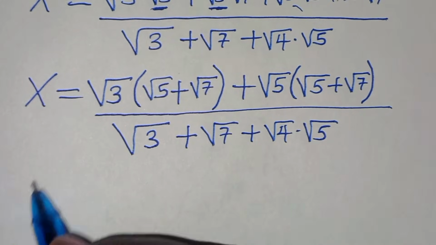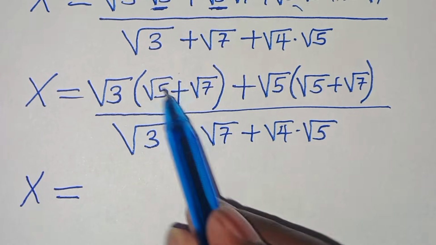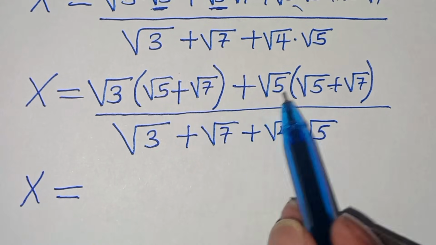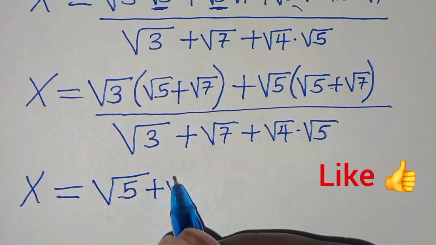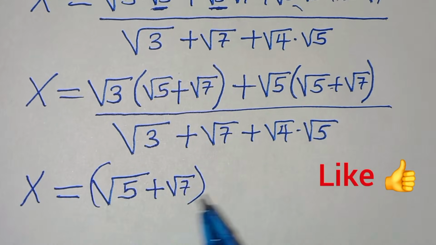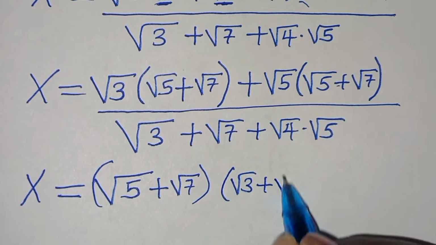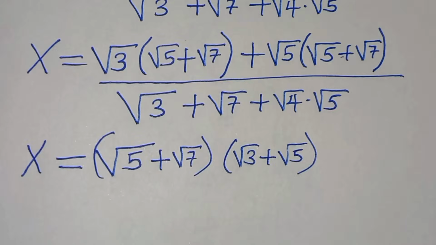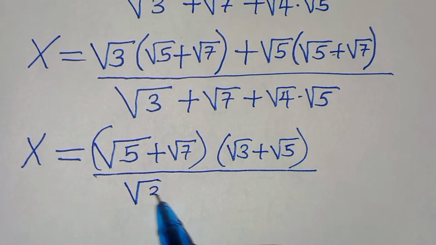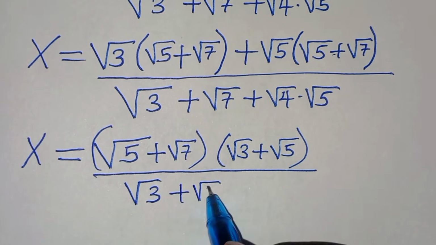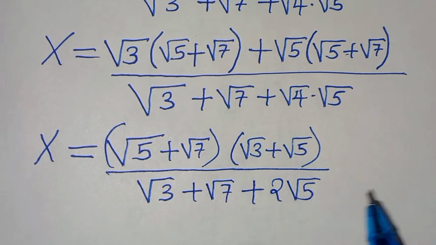Now, we have x is equal to, in the numerator here, square root of 5 plus square root of 7 is common. We can factor out this as square root of 5 plus square root of 7. Then here we have square root of 3 plus square root of 5 divided by, this is square root of 3 plus square root of 7 plus 2 square root of 5.